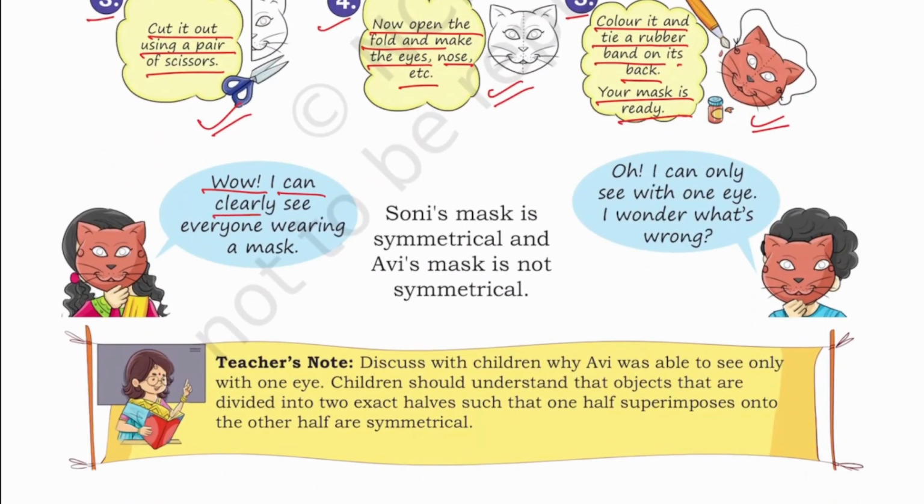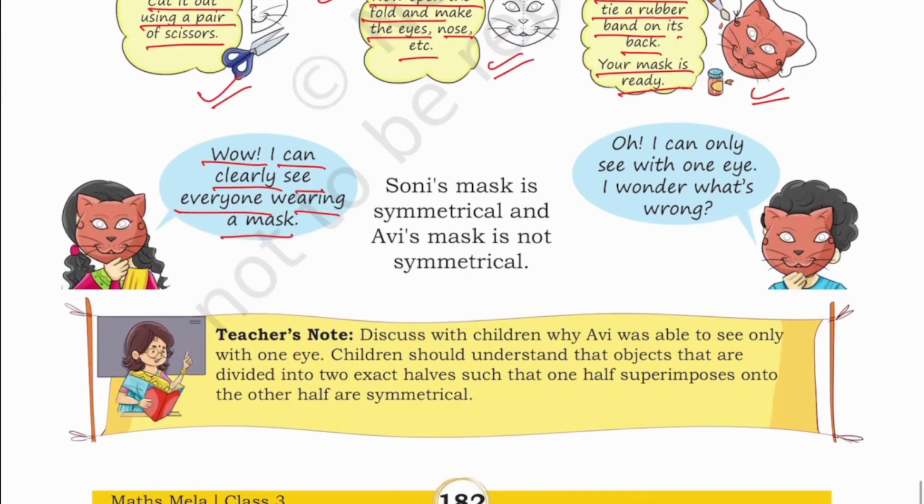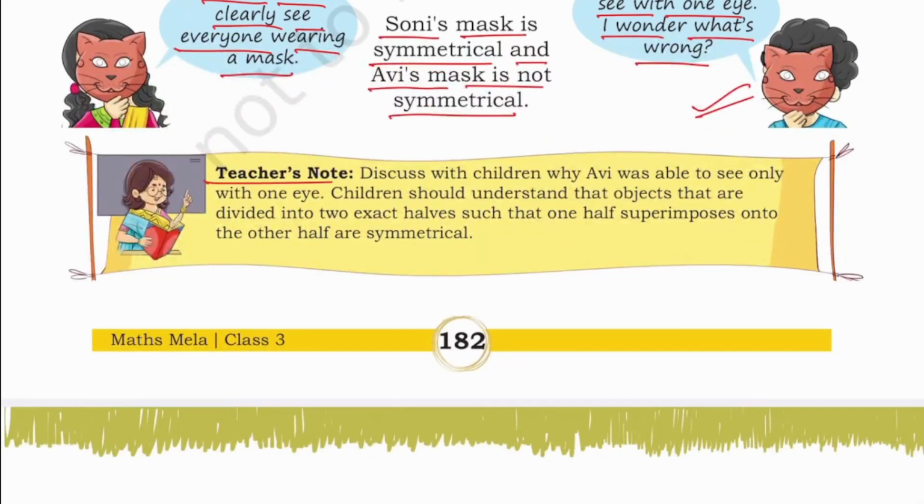Wow, I can clearly see everyone wearing a mask. Sony's mask is symmetrical and Abhi's mask is not symmetrical. Oh, I can only see with one eye. I wonder what is wrong. Teacher's note: discuss with children why Abhi was able to see only with one eye.